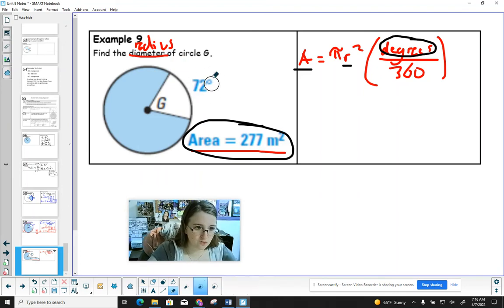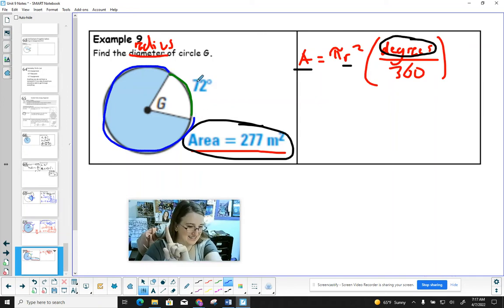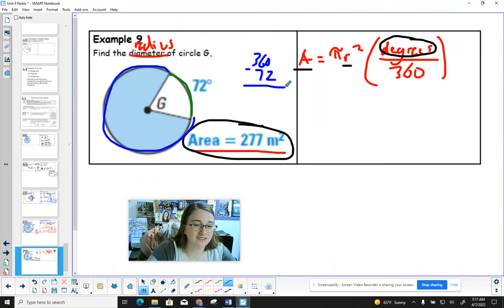Ooh, pause. Making this tricky. 72 doesn't go anywhere because that 72 goes with this area, and we're dealing with this area. So take 1 second. What is going to be the degrees for this area that I'm dealing with here? Well, again, if this is 72, 360 minus 72 will give us the area that we're talking about. So 360 minus 72 should have gotten 288 for this.